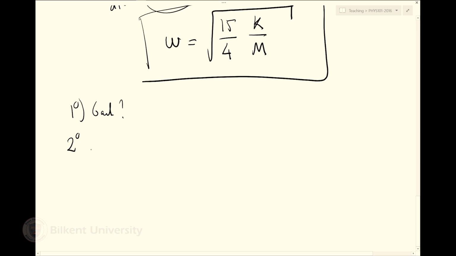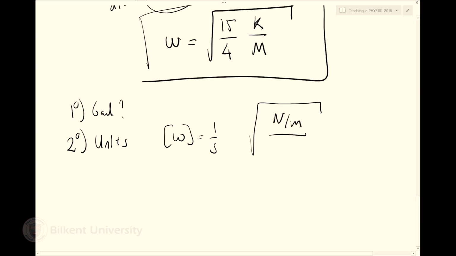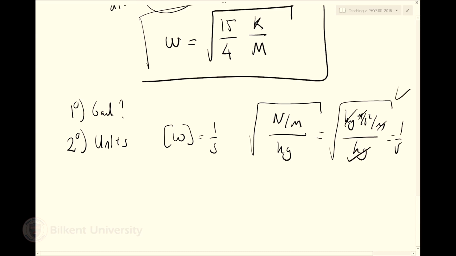How about units? Okay. What should be the unit of omega? Should be 1/second. Let's check. Square root of unit of k. What was the unit of spring constant? I remember F is equal to kx, so k must be F over x, which is newtons per meter. M is kilograms. Newtons is kilogram meter per second square, divided by meter, divided by kilogram. It's 1 over second. So it does check.